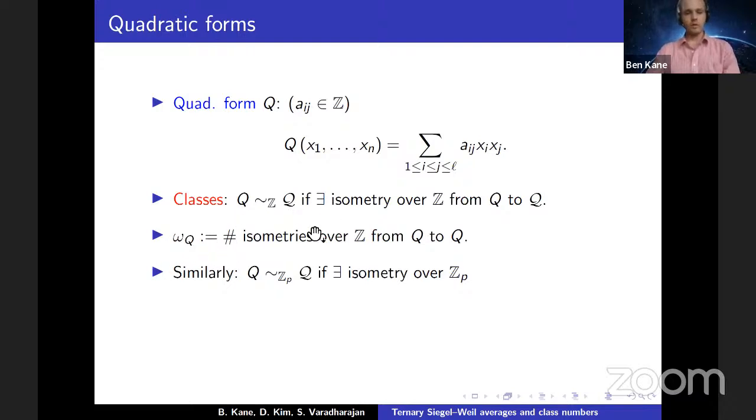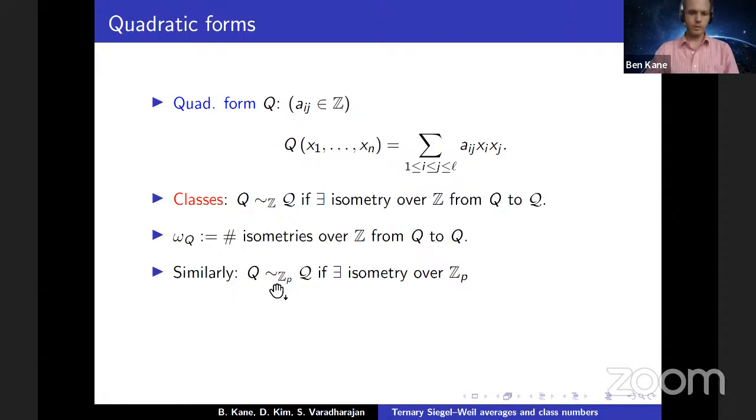And then we count the number of isometries from one to itself. So maybe it has some symmetries. The one that I just wrote, x1^2 + x2^2, you can flip x1 and x2, and this is an isometry from that quadratic form to itself. So it sort of has some self-symmetries. So the number omega sub Q is the number of self-symmetries in some sense.